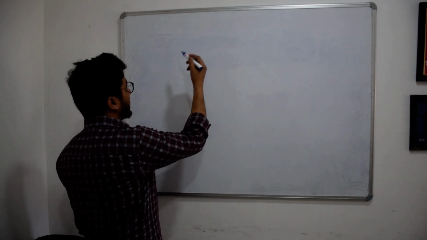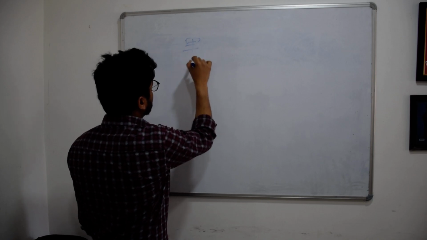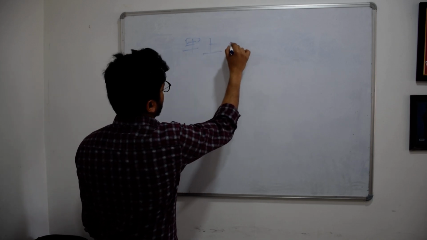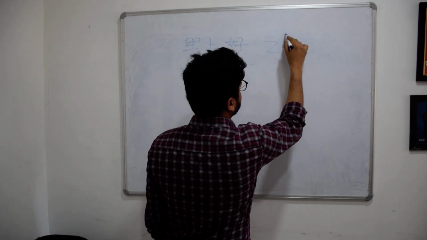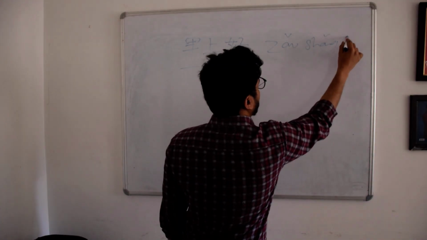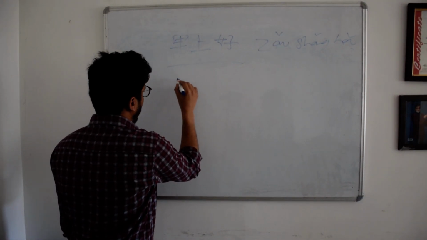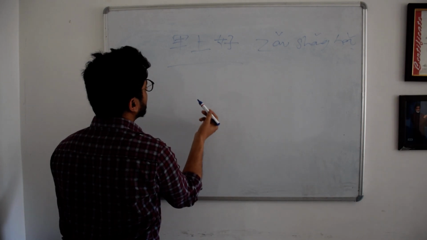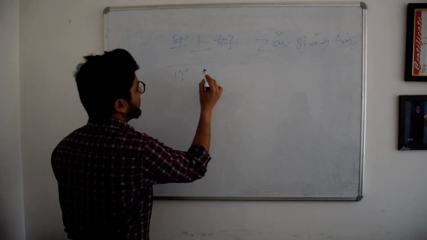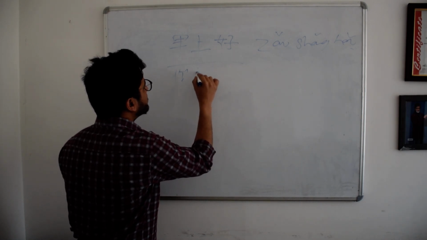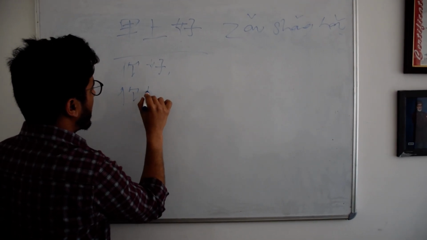Like in English, we say good morning. In Chinese, we say 早上好. 早上好. Like that we say in English, how are you? In Chinese we say 你好. Like that we say 你好吗.